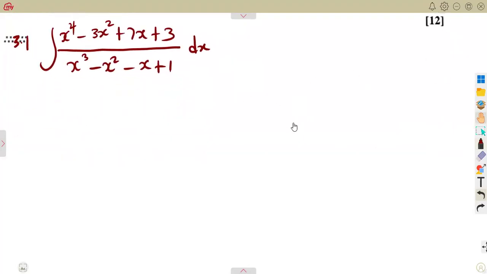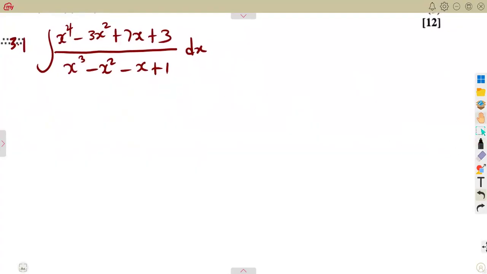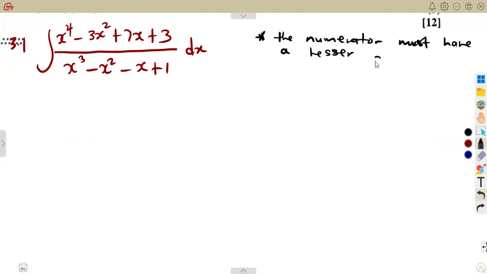So if you consider this question that we are given, the first thing we see is that the numerator has a higher degree compared to the denominator. Remember the concept of our integration: the numerator must have a lesser degree than the what? The denominator.